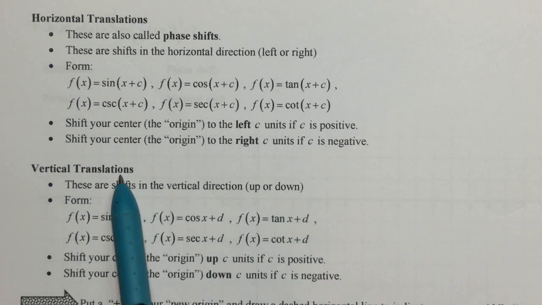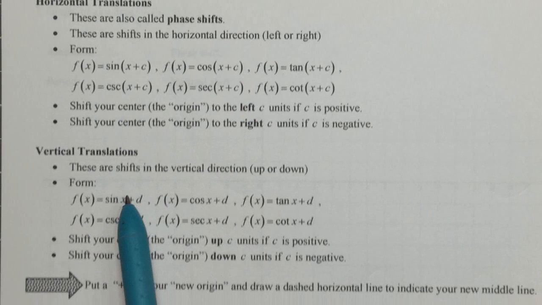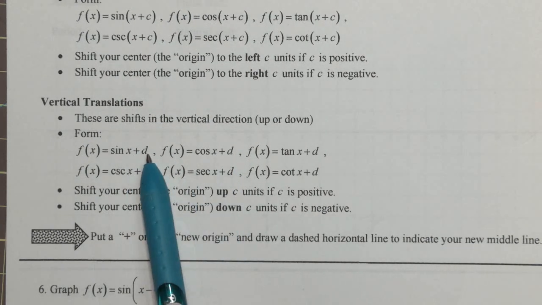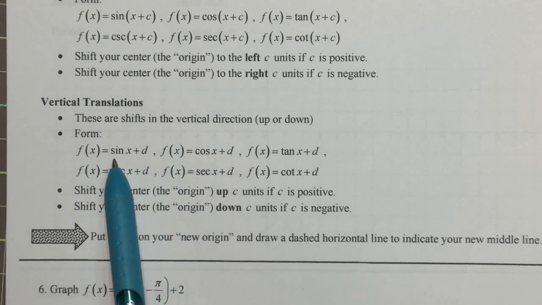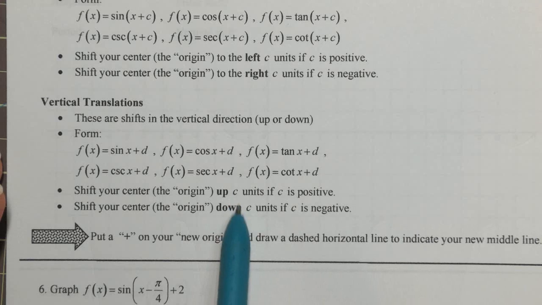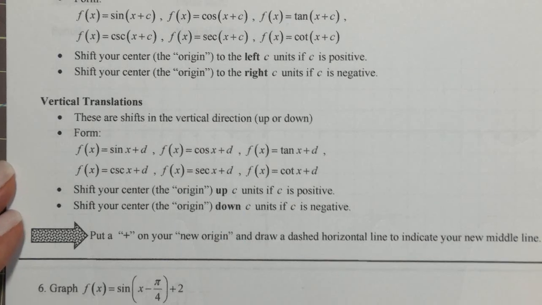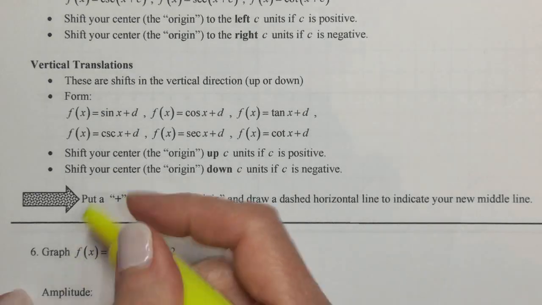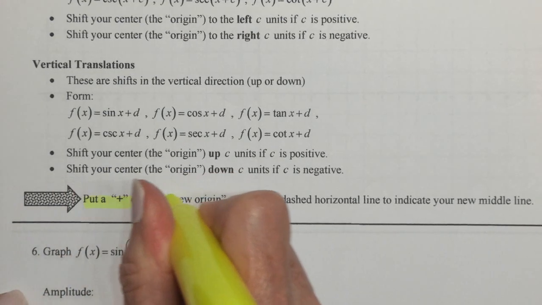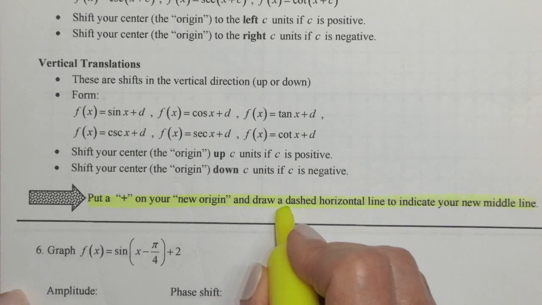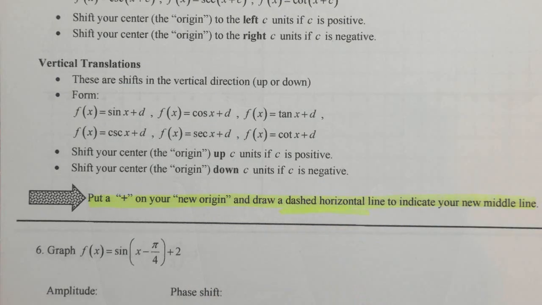Vertical translations are shifts in the vertical direction, up or down. If this is a number being added or subtracted from your entire trig function, it shifts it up if c is positive, down if c is negative. This is a big tip for me. Put a plus sign on what I call the new origin, and then draw a dashed line to indicate your new middle line.